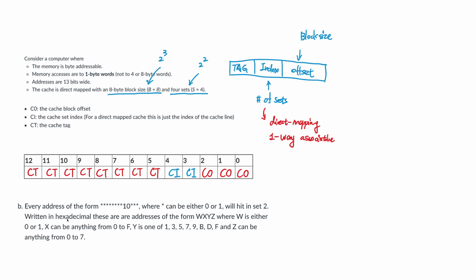And if you're writing in hexadecimal, these are addresses of the form WXYZ. W is either 0 or 1, X can be anything from 0 to F. Y is one of 1, 3, 5, 7, 9, B, D, F, and Z can be anything from 0 to 7. So this is question 2, part A and part B.